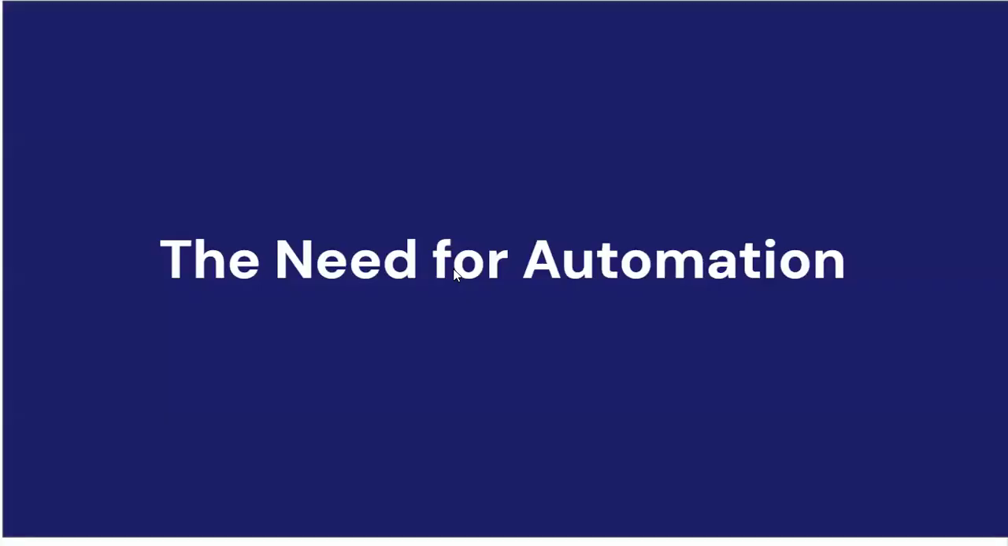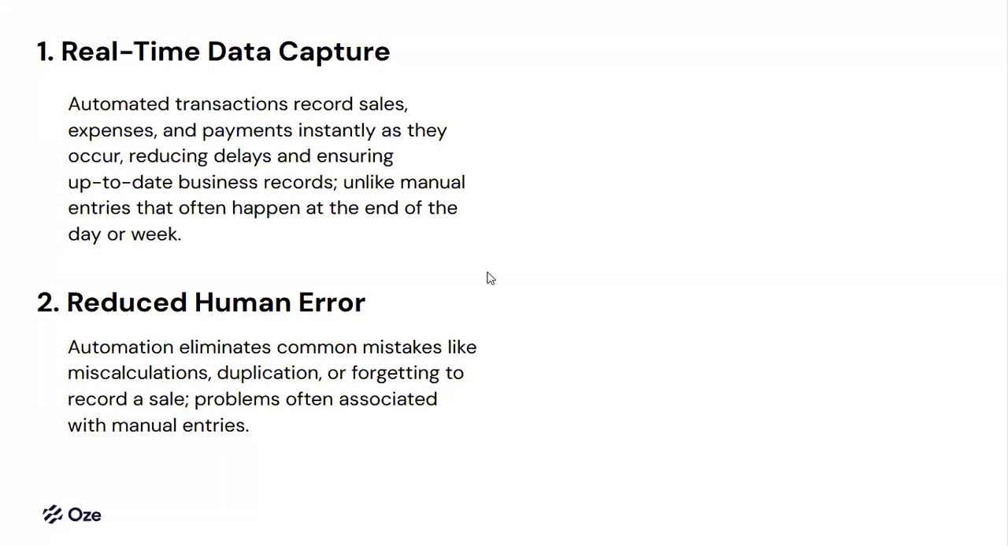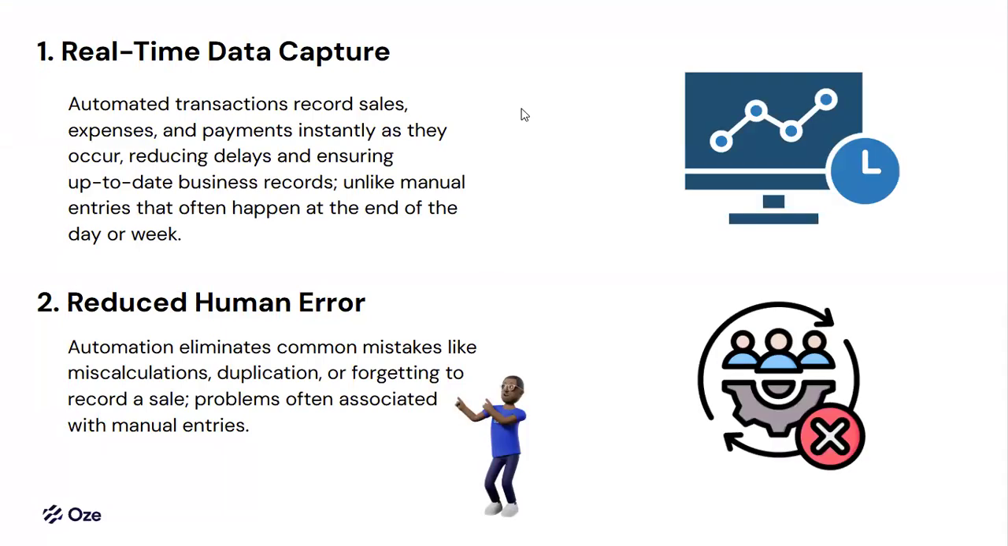Why is there a need for automation? Why do we have to automate our transactions? The first point is that it helps in real-time data capture. Automated transactions record sales, expenses, and payments instantly as and when they show up. So this also helps you to get real-time data entry as and when the transactions happen. And there's also the second point, which is reduced human error. So in terms of recording a wrong payment or a wrong amount of money, this is limited through automation.